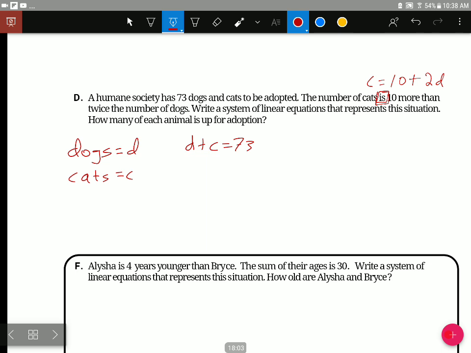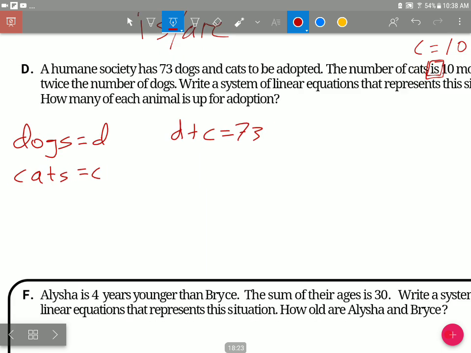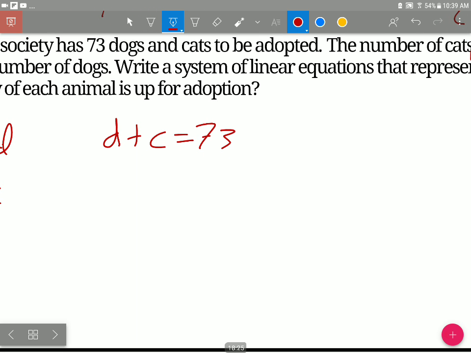Does that make sense, what we did there? Because they use is, or if they said are, same idea. If the number of cats are 10 more than twice the number of dogs. Is and are effectively the same thing. We use them in slightly different contexts, but they mean the same thing as far as what we're doing. Don't tell your English teacher I said that. They might kill me, because there is a difference. 10 plus 2D. Cool? Any questions on that at all?